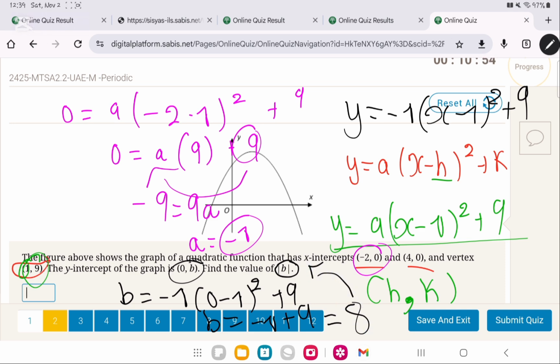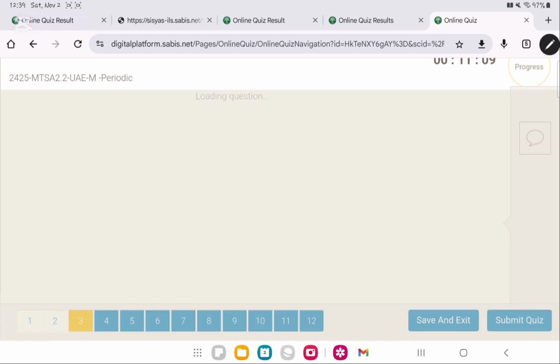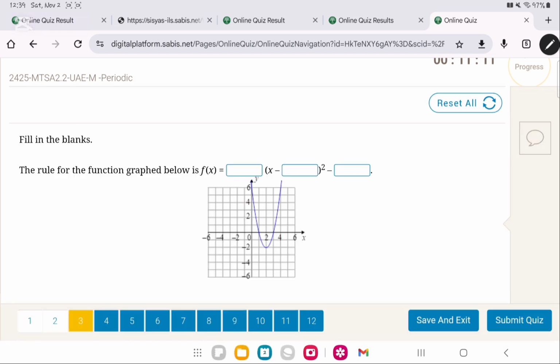I remember one time in the exam, there was an answer of negative 5. You had to put it in the absolute value. If you don't put it in the absolute value, it is wrong. So what's the absolute value of 8? It is 8. In the exam, the absolute value of negative 5 is 5. So you don't put negative 5, you put 5.